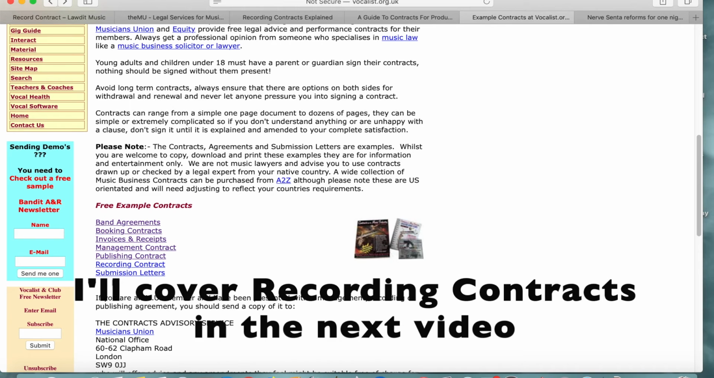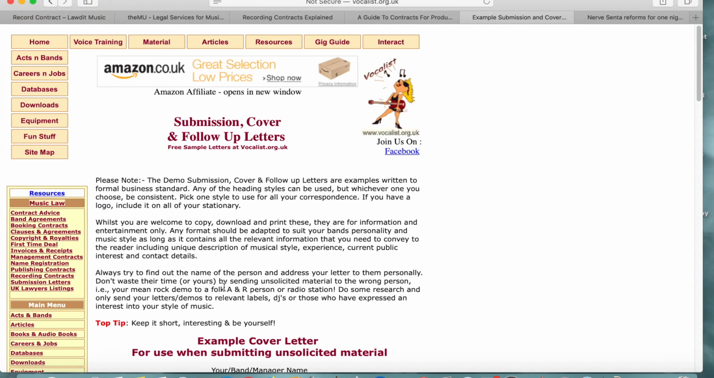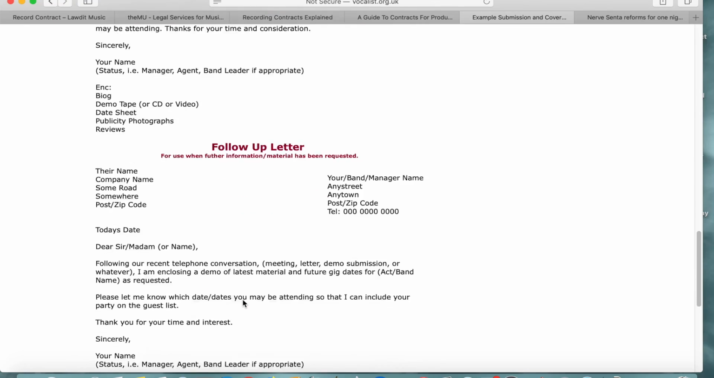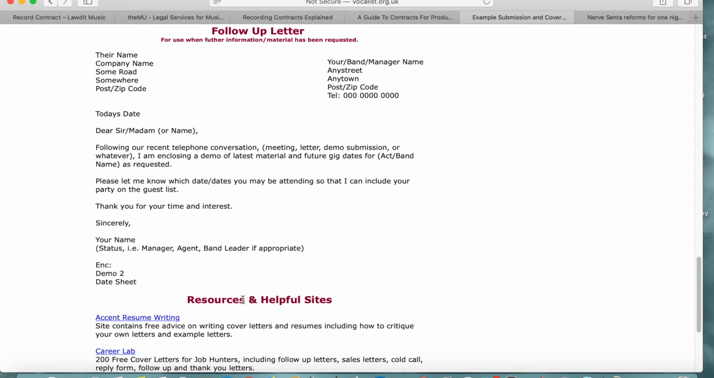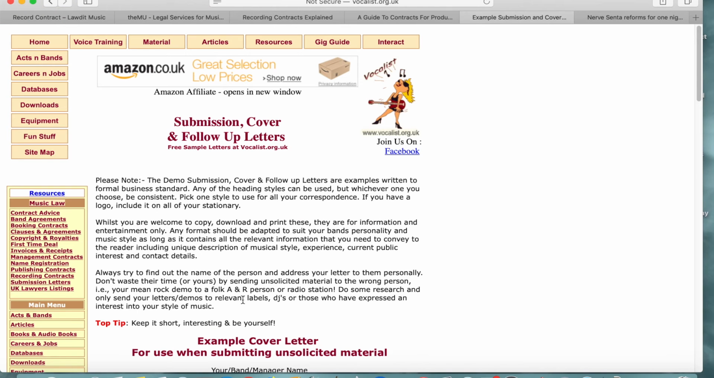I'm going to come back to the recording contract, but let's just jump and look at a submission and cover follow-up letter. This is the sort of example letter that you might use to send demos to a record label or an A&R person, which you may find quite useful. And there are some follow-up letters. They're templates, really, that you can copy if you're going to be sending your demos out to publishers, record labels, maybe even managers. So that's quite useful.